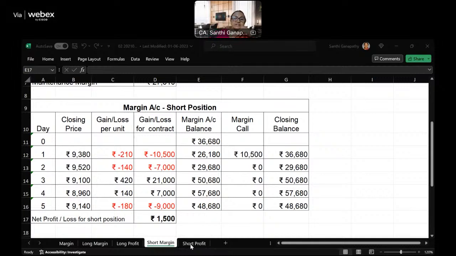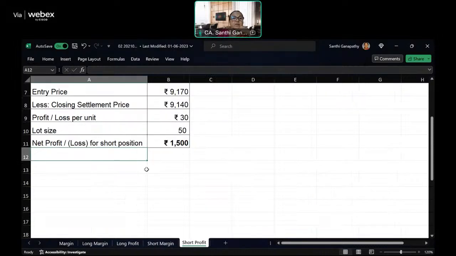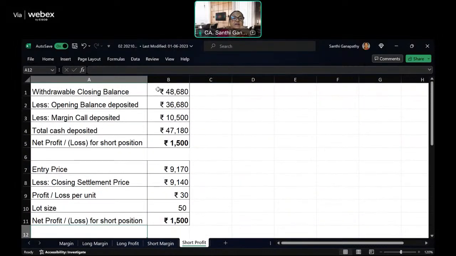Then again, profit can be found by looking at what is the closing balance, how much did you deposit, margin call, how much you deposited, what is the total cash, net profit or loss, or entry price and closing price difference. If it is a sold position, the price has come down, there is a profit. So what is the profit?